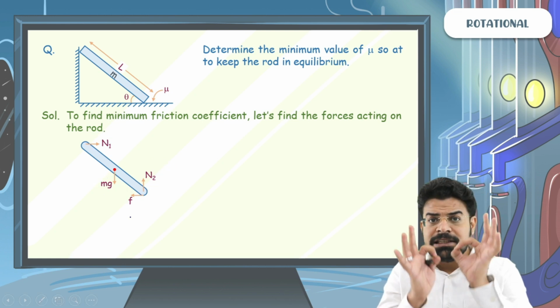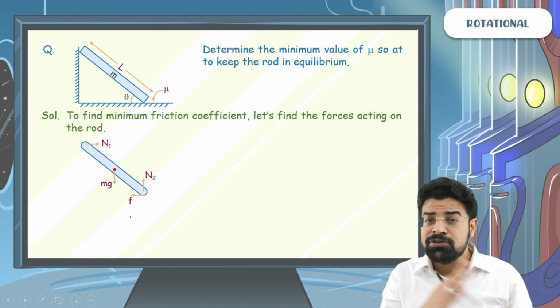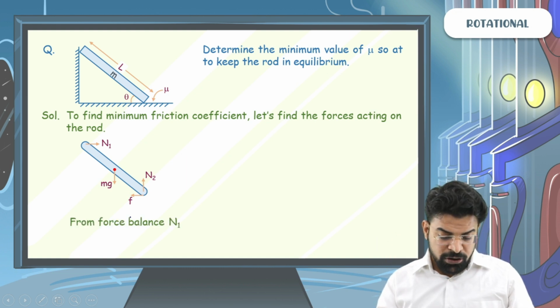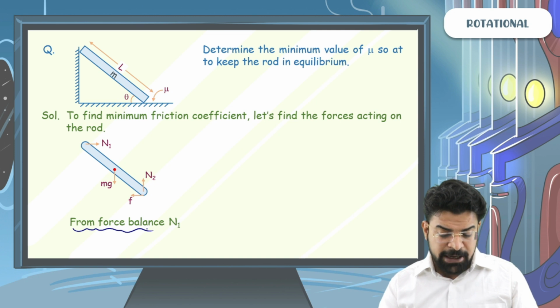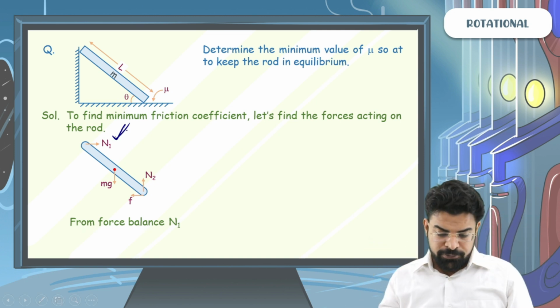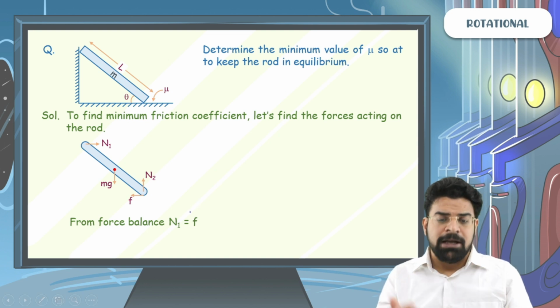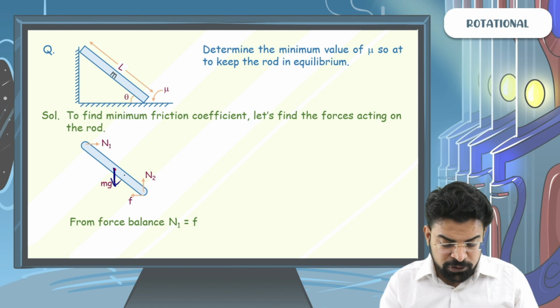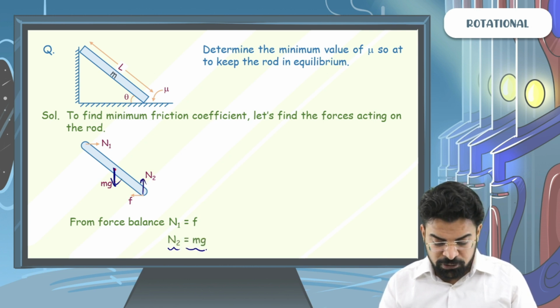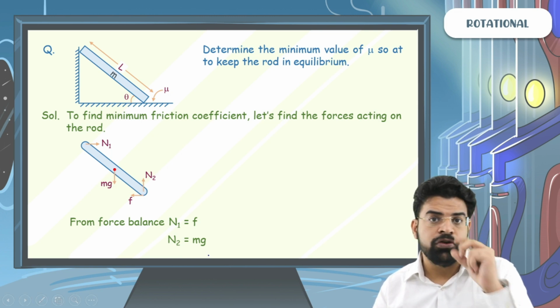If the rod is in equilibrium, then the net force in the vertical direction has to be 0 and the net force in the horizontal direction has to be 0. So from force balance, N1 has to be equal to F. And another equation from force balance is that the downward force of gravity mg has to be equal to N2. So the second equation is N2 equals mg. These are the two equations we got from the force balance.